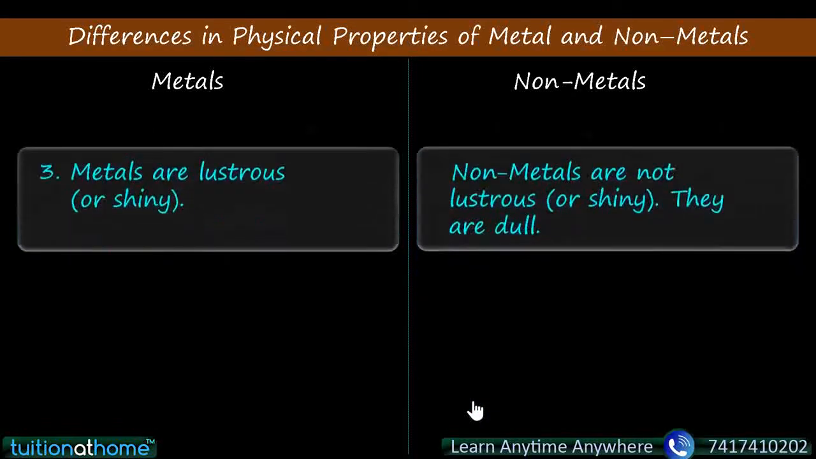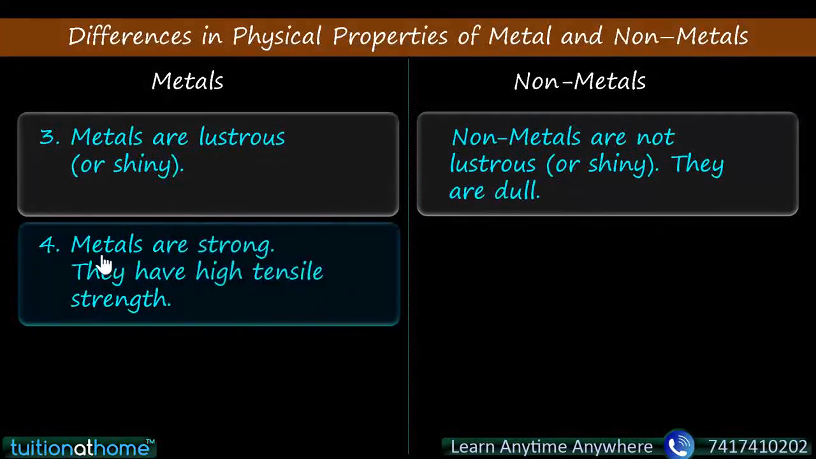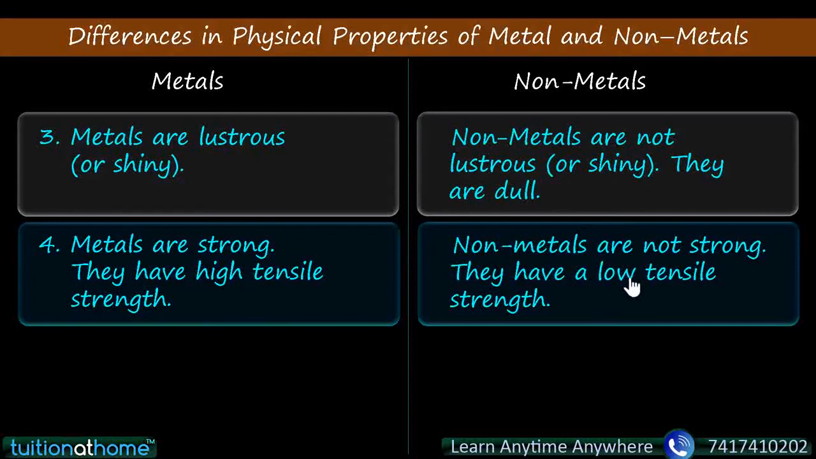After this, we will speak about the fourth property, which is that metals are strong. They have high tensile strength. I told you already that metals are strong. That is why they are used to build those high bridges, those strong crane machines, the railway tracks, etc. On the other hand, non-metals are not strong. They have a low tensile strength.